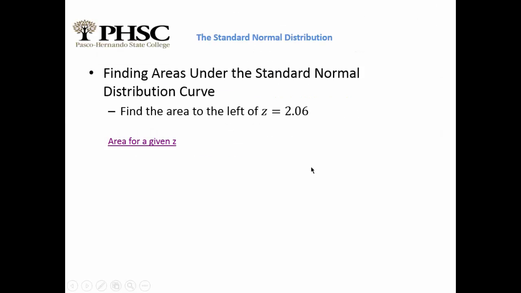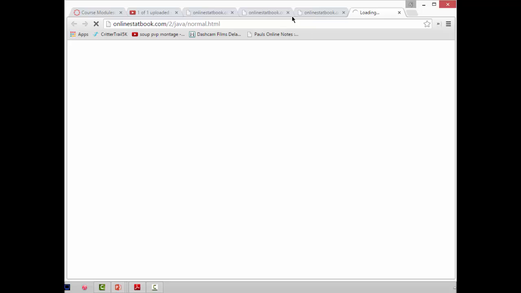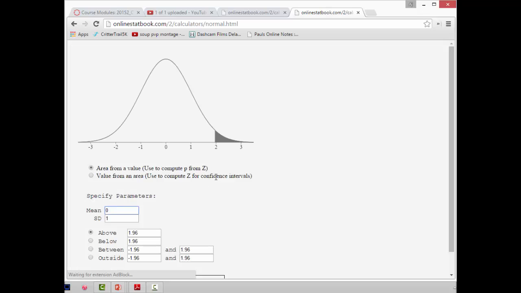Now, for this one, it says find the area to the left of z equals 2.06. For this one, I'm actually going to use the website. If you click on it, it takes you to this website here. Let me close some of these. What you want is the non-Java one, because otherwise it's going to give you some issues.